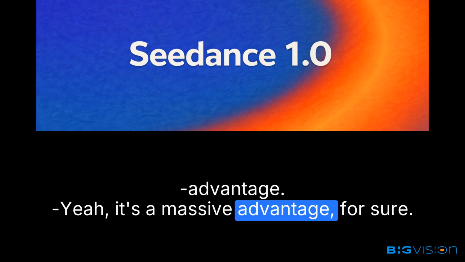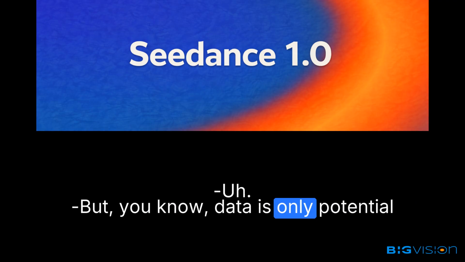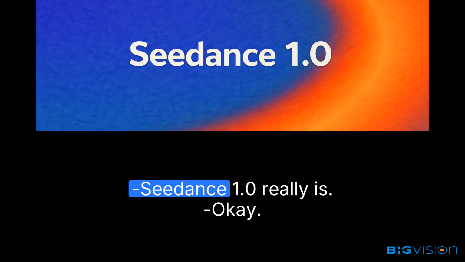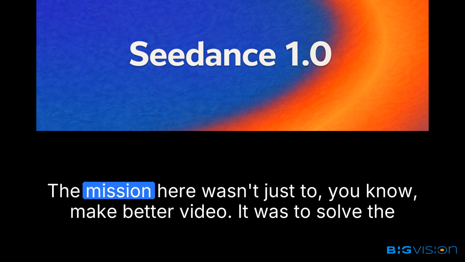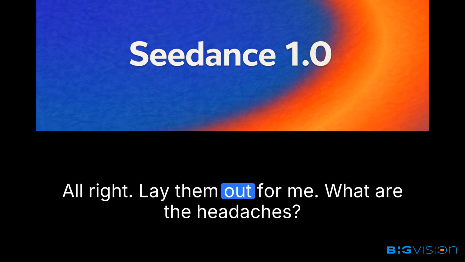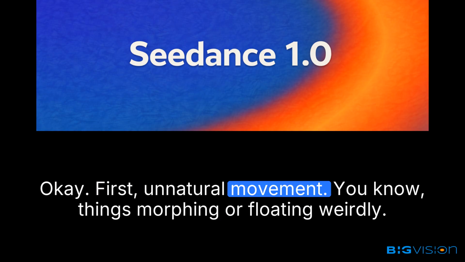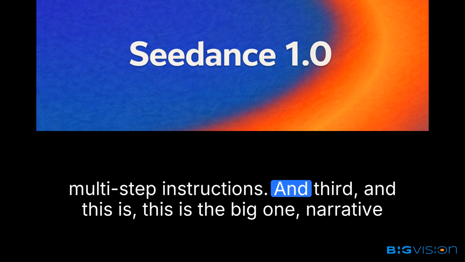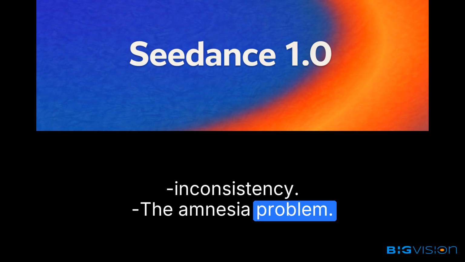Yeah, it's a massive advantage for sure. But data is only potential energy. You still need an engine to turn it into kinetic energy. And that's what Seedance 1.0 really is. The mission here wasn't just to make better video. It was to solve the 3 specific headaches that have really kept AI video stuck in the toy phase. Lay them out for me. What are the headaches? First, unnatural movement, things morphing or floating weirdly. Second, the inability to follow complex multi-step instructions. And third, and this is the big one, narrative inconsistency. The amnesia problem. The amnesia problem, exactly.